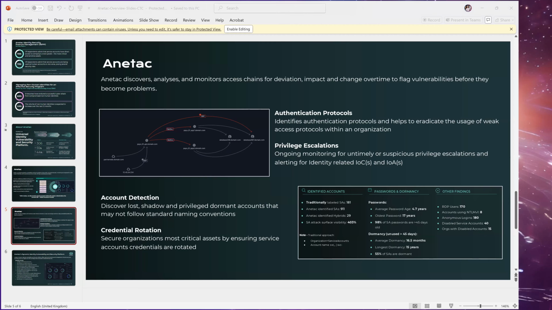Absolutely. As well as obviously the Anetac offering with regards to service accounts, one of the things we are doing with a lot of the NHS trusts is our security testing service. And this is all about continuously testing, moving away from that point in time, once a year penetration test.